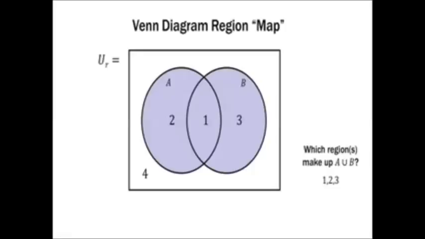So you see how this works? All we're doing is we're making a list of regions that comprise whatever we're asked. So here we're asked A union B, and we go, hey, well, that's regions 1, 2, and 3. Then we can go back and shade that in.